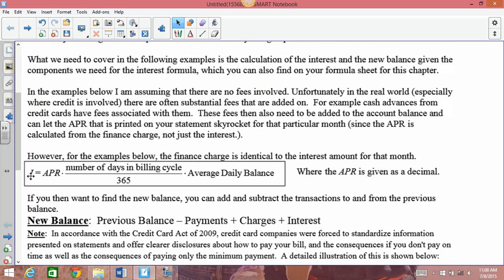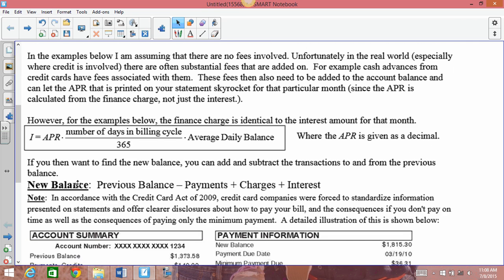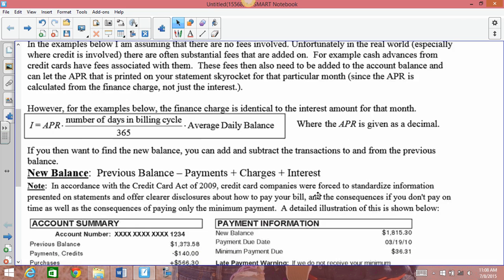But anyway, you think about it, it's I equals PRT. Your average daily balance is your P, then your rate, and then your time is the number of days in the billing cycle divided by 365, because we want to keep it in years. So that'll be your formula. It's on the back of your formula sheet. APR, of course, has to be a decimal. And then to figure out your new balance, you take your previous balance, subtract any payments you may have made, add on any charges, and add in any interest.